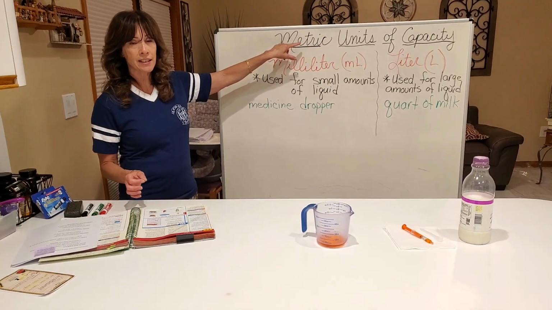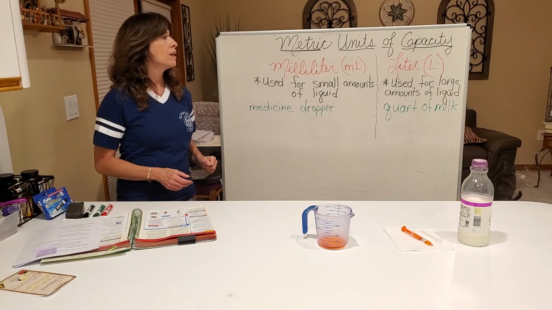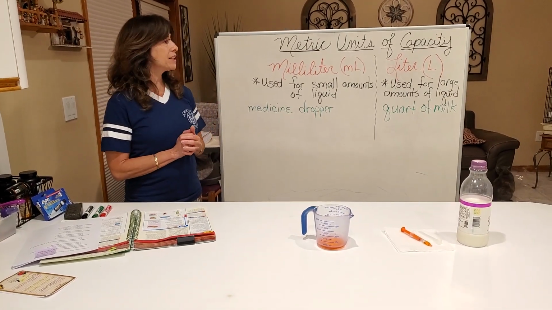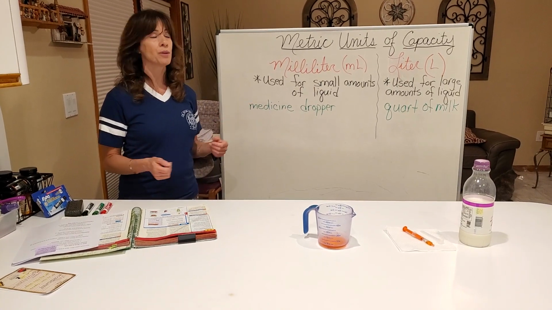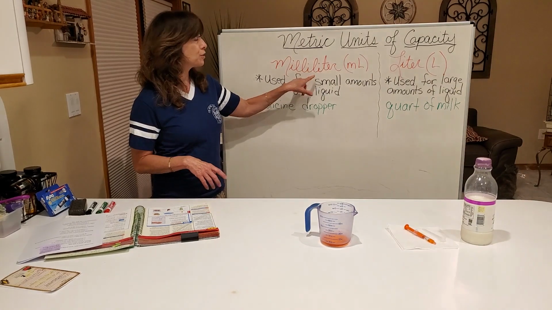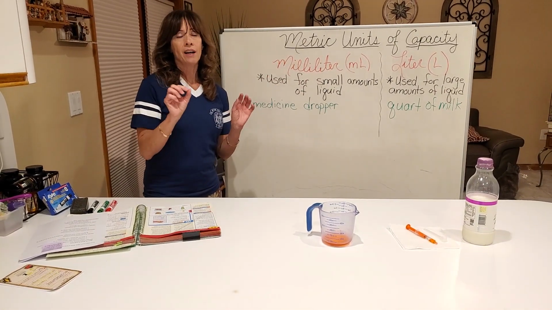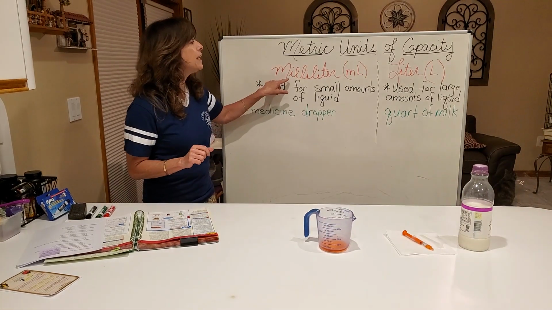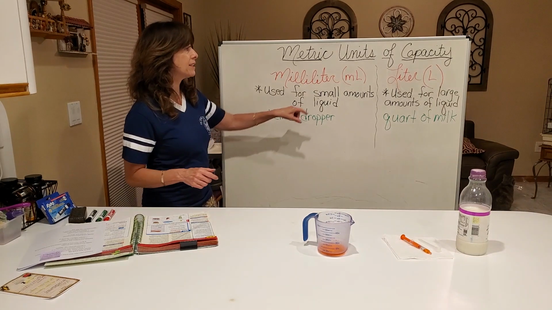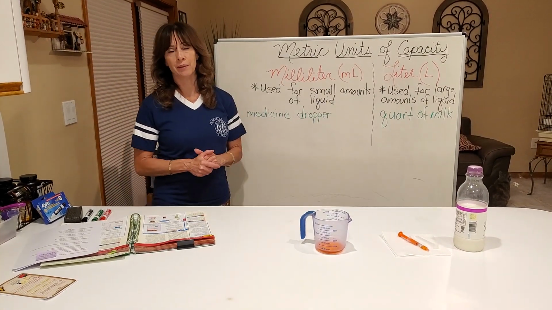Remember, what is capacity? How much liquid fits inside a container. In the metric system, we have 2 units of capacity. Instead of the many more that we have in our system, we only have 2. In the metric system, we have the milliliter, just like the millimeter was the smallest unit of length. The milliliter is the smallest unit in the metric system of capacity. And the liter is the largest unit of capacity.